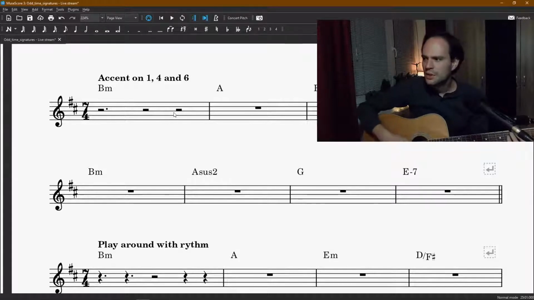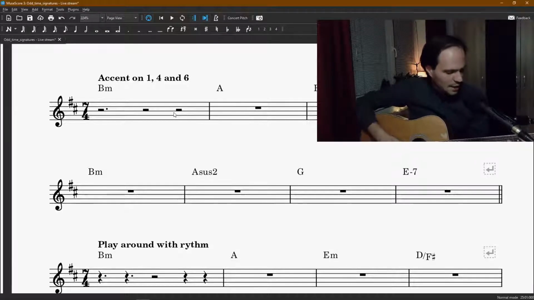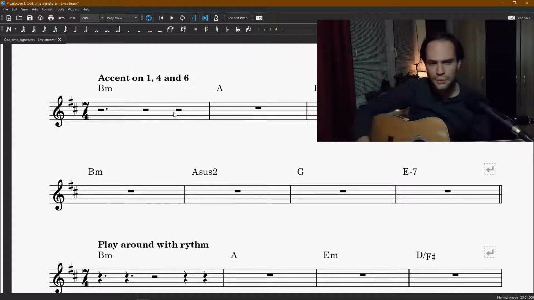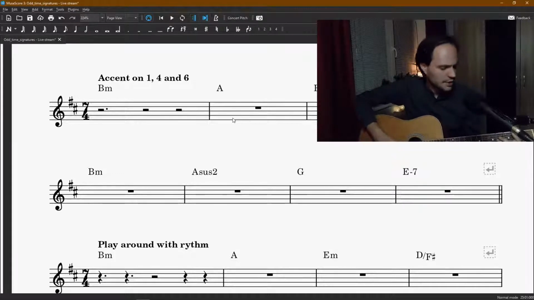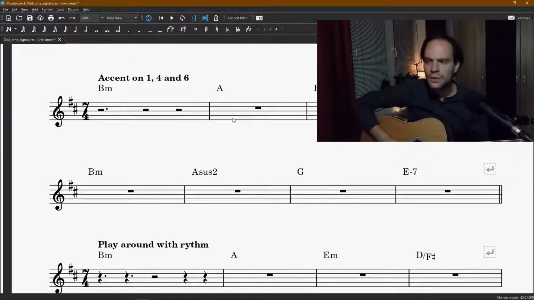So if I would play that, I'm going to count the groupings like I have them here first, and then I'm going to count them just from 1 to 7. Again, of course, the same chord progression. So it is 1 2 3 1 2 1 2 1 2 3 1 2 1 2 1 2 3 1 2 1 2 3 1 2 1 2 1 2 3 1 2 1 2.